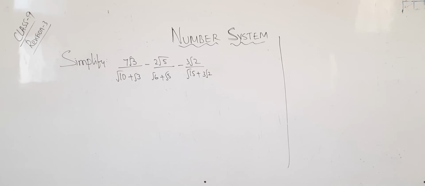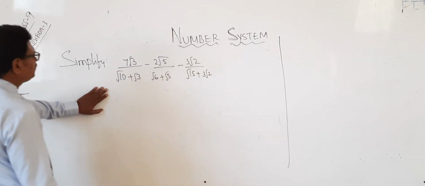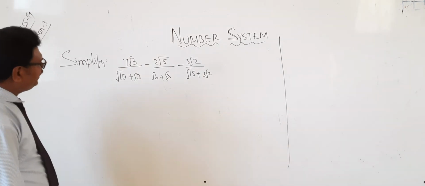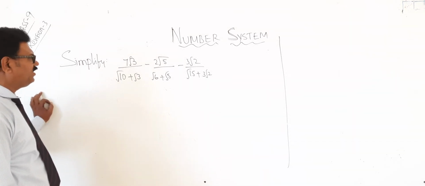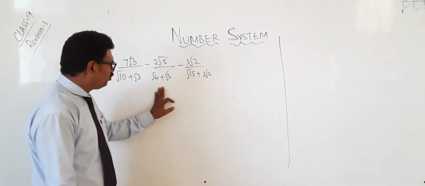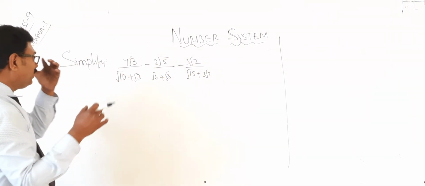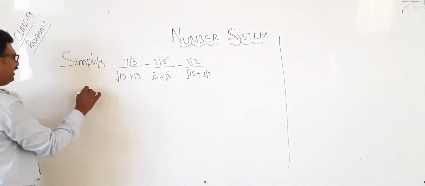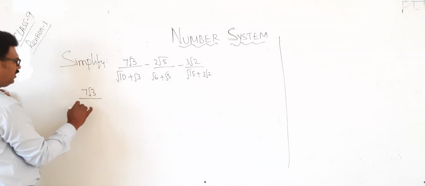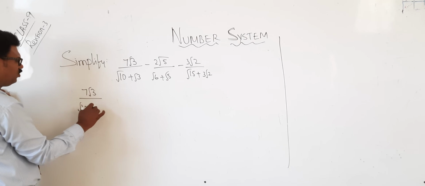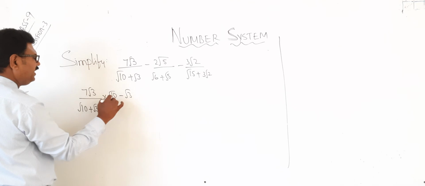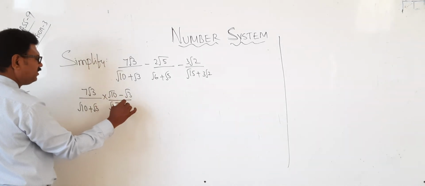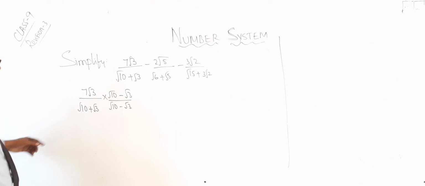Yes, this is the last problem of this number system exercise, that is revision exercise. You see, simplify 7 root 3 by root 10 plus root 3 minus 2 root 5 divided by root 6 plus root 5 minus 3 root 2 by root 15 plus 3 root 2. Very simple. First we will take 7 root 3 divided by root 10 plus root 3. So multiplied by root 10 minus root 3 divided by root 10 minus root 3. Therefore, if you do, what happens?